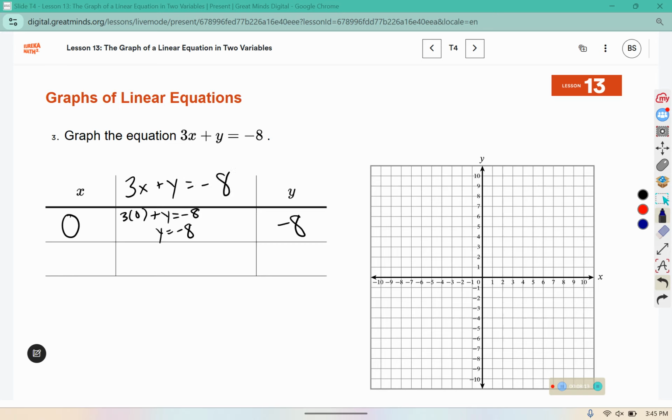Then we can select another point. For example, 2 or negative 2. 3 times negative 2 plus y equals negative 8. Well, 3 times negative 2 is negative 6. If I add 6 to both sides, I get y equals negative 2. So I'm going to graph both of those points.